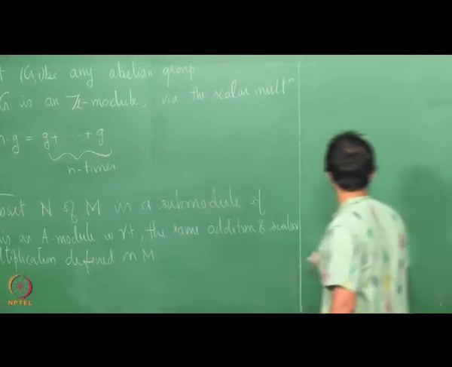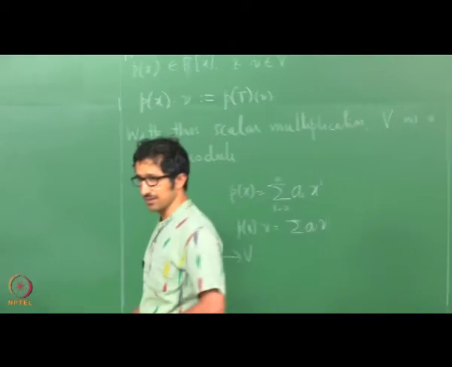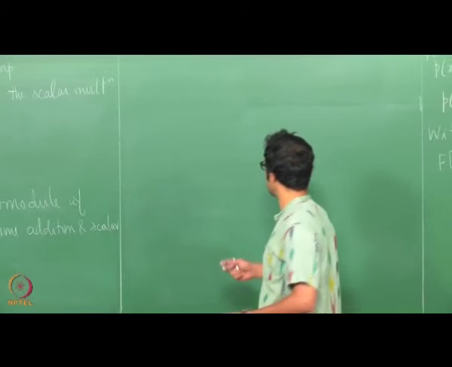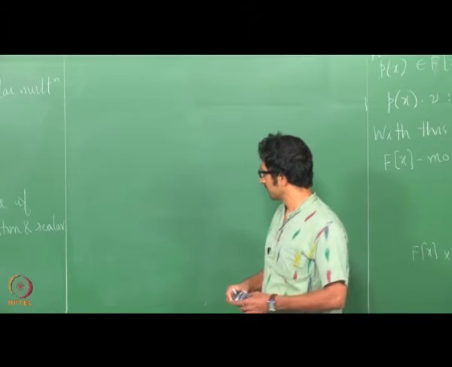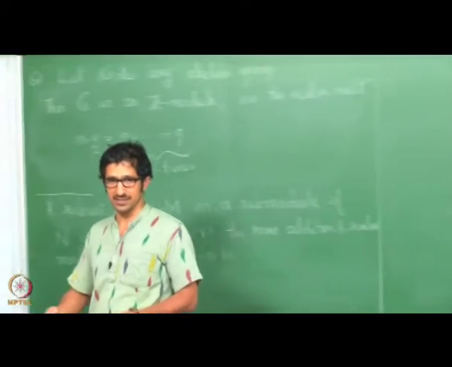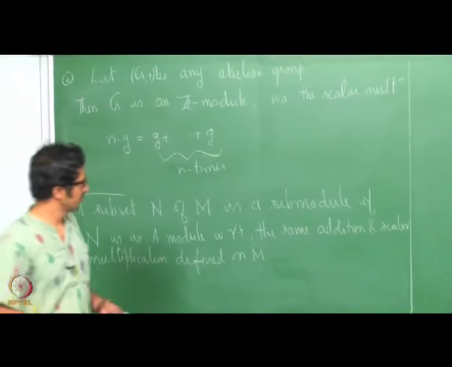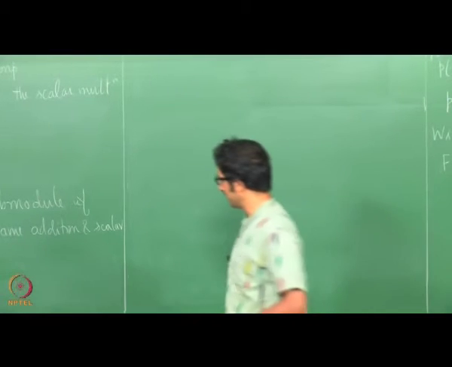So, some examples: if you take any subspace of a vector space, it is a submodule. Similarly, take any ring as a module over itself; then any ideal is also a submodule and so on. We will see a lot of examples.